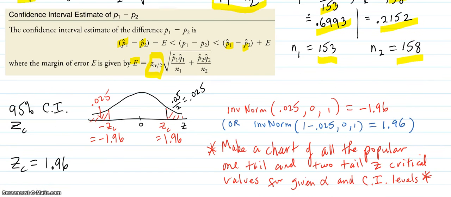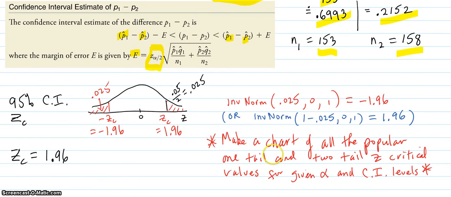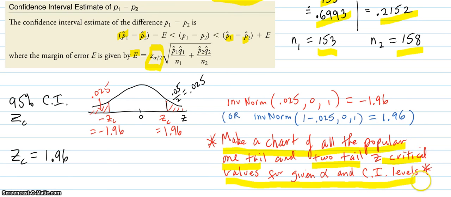And what you really should do at this point in the course is make a chart of all the popular one-tail and two-tail z-critical values for given alpha levels of significance for hypothesis tests and for confidence interval levels, because you'll see the same ones pop up over and over again. But anyway, just in case we need to derive it on the spot, we're going to use the inverse norm function of the calculator, which we've gone over in other videos.